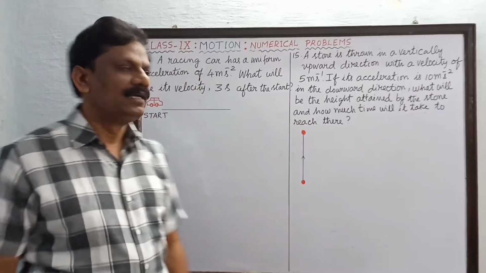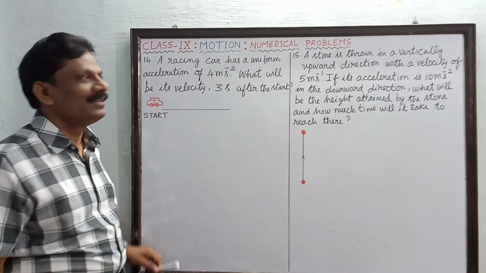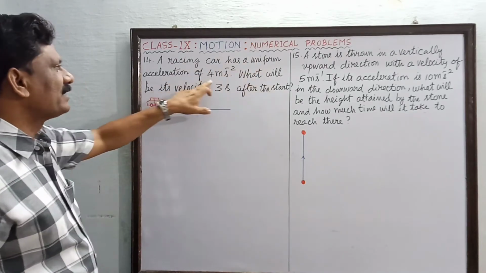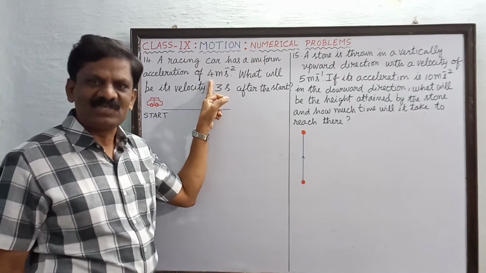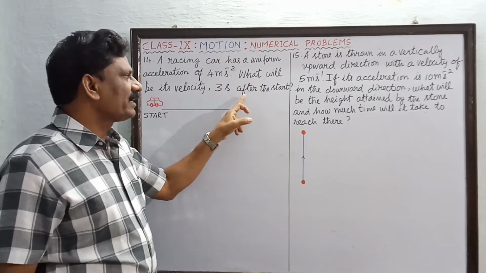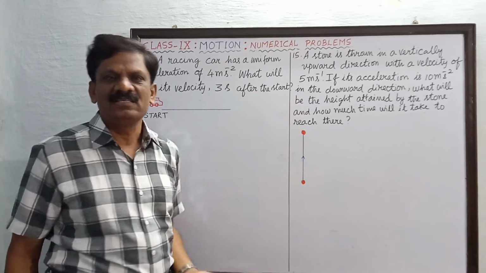Hi students, problem number 14. A racing car has a uniform acceleration of 4 meter per second square. What will be its velocity 3 seconds after the start?